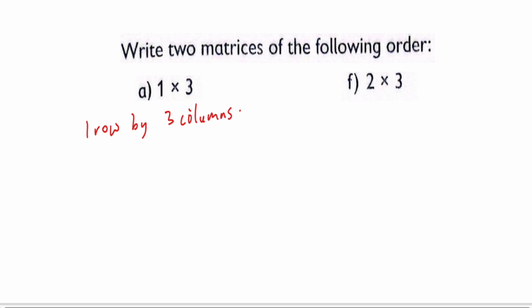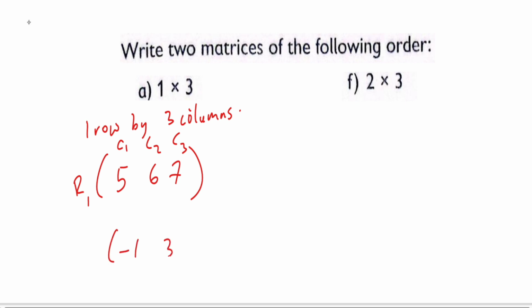So let's start with writing this one. I can write something like 5, 6, 7. Now we have only 1 row, but 3 columns. Column 1, column 2, column 3. So is it hard? No. Remember, you can also have something like this, -1, 3, and 5. This is also a 1 by 3 matrix. You can pause and add others if you want. You can write any number, as long as it just has 1 row and 3 columns.